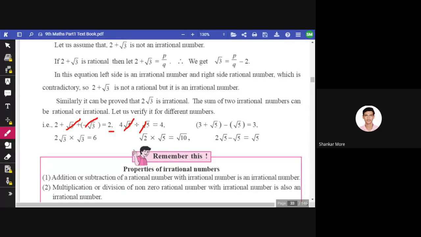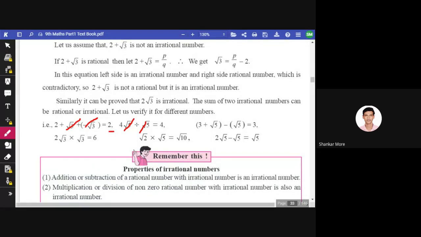So यहाँ पे दोनों ही नंबर इरेशनल हैं, लेकिन इरेशनल नंबर की यहाँ पे जो डिवीजन है वो कैसी आ रही है, रैशनल आ रही है. But it is not necessary that it should be always rational. It can be irrational, it can be rational.